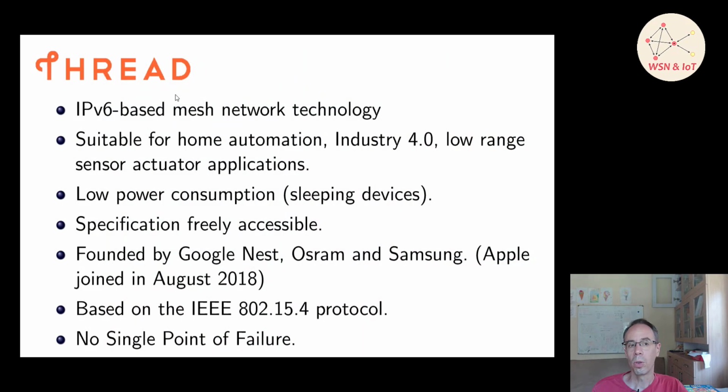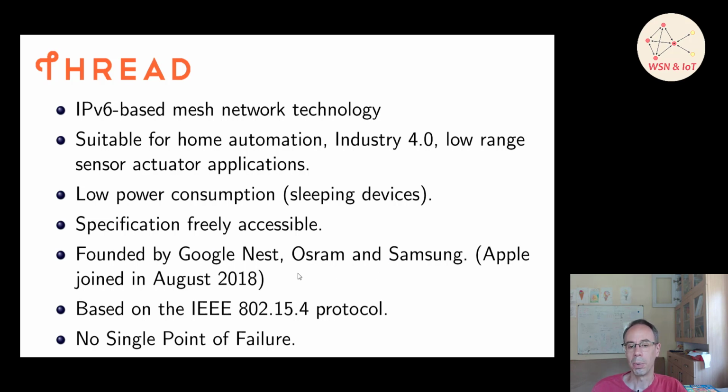There is another video already where I explain it in detail, so take a look at this video first. If you don't know what Thread or OpenThread is, I will also put a link into the description. Short overview: Thread is an IPv6 based mesh network technology and suitable for home automation and sensor-actuator applications. It has low power consumption. You can have sleeping devices, for example, and the specification is freely accessible. It was founded by Google, Google Nest, Osram and Samsung, and Apple has also joined already.